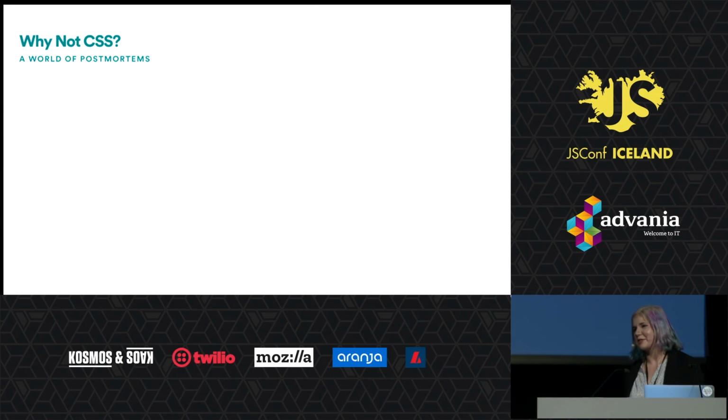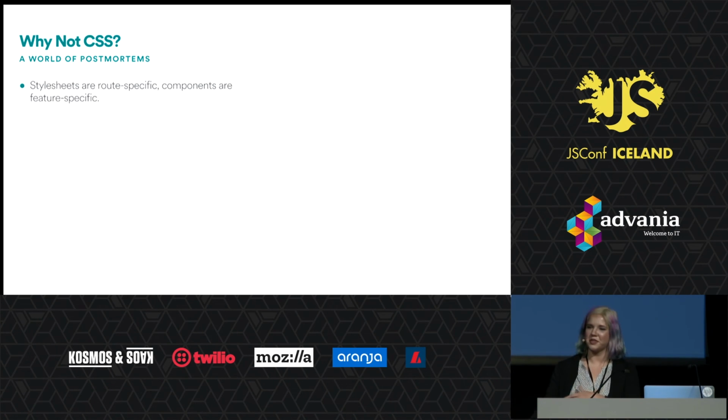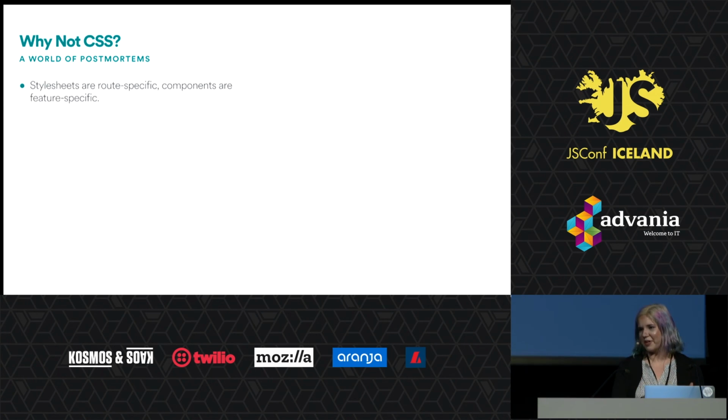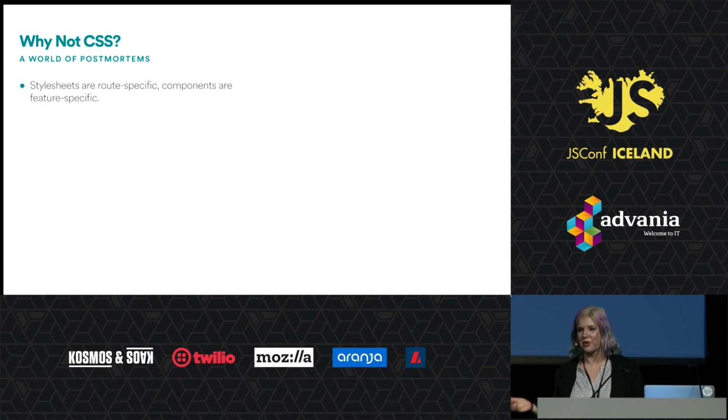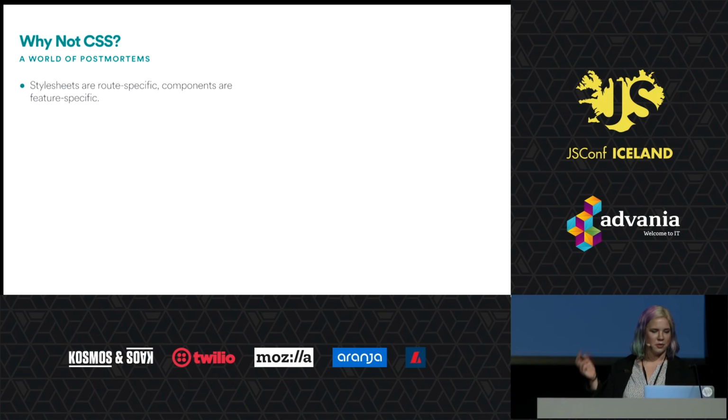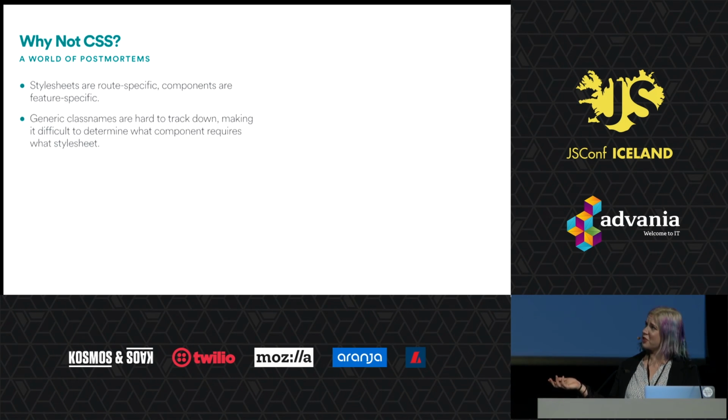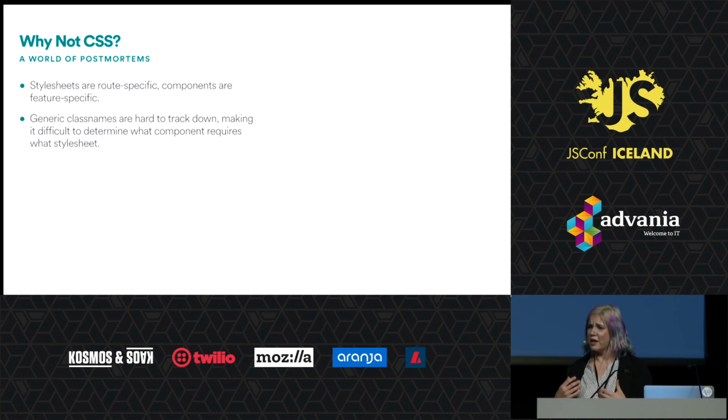Airbnb had traditionally been a Ruby on Rails, Backbone, Sass style sheet shop. But as we moved to a world of React, the style sheets we had were still associated largely with routes, whereas our components were more feature-based, so they might be shared across multiple routes and across multiple pages. We also had a lot of generic class names that were really hard to track down and grep for, which made it really difficult to determine what component required which style sheet and which style sheets were still in effect.